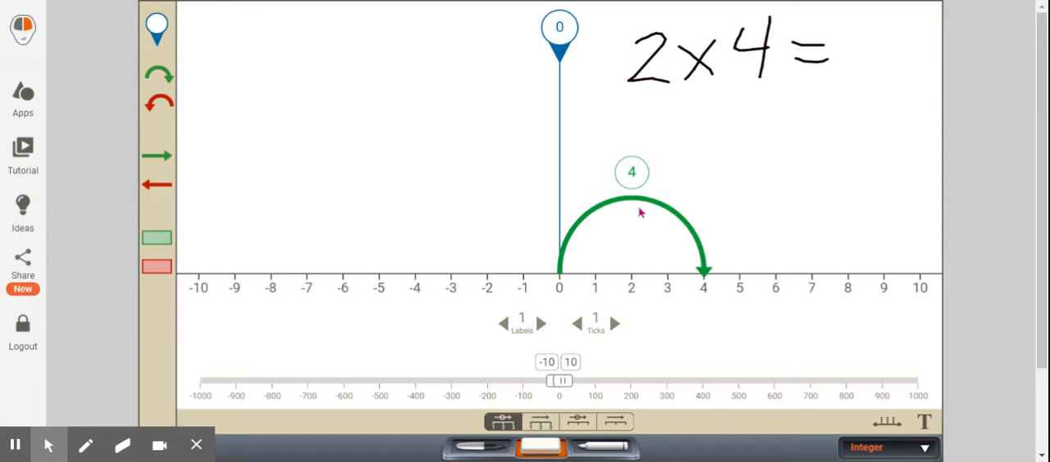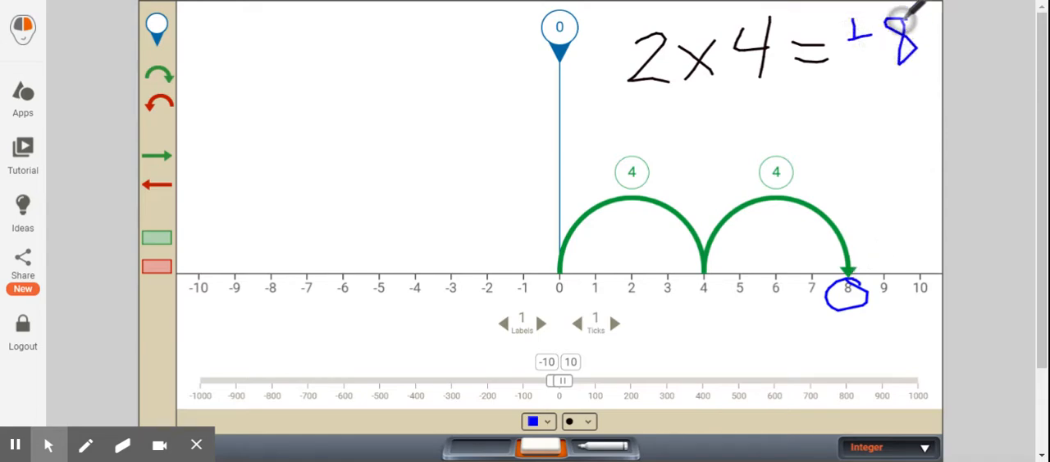So we have groups of 4, and then how many groups do we have? Class, how many do we have? Two groups of 4. If you click on it and you click copy, the little plus sign, it'll double it. So if we have +4 and +4 all together, we're going to have what? +8. No issues there, right? You guys did that in elementary school. 2 times 4 gives you 8.